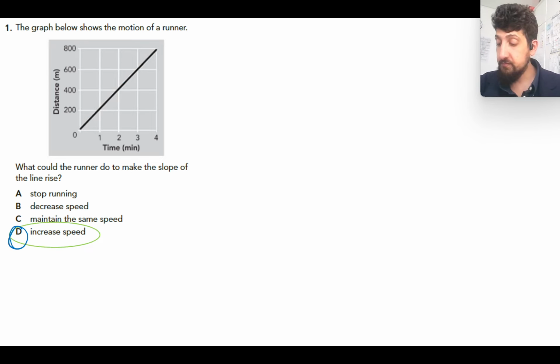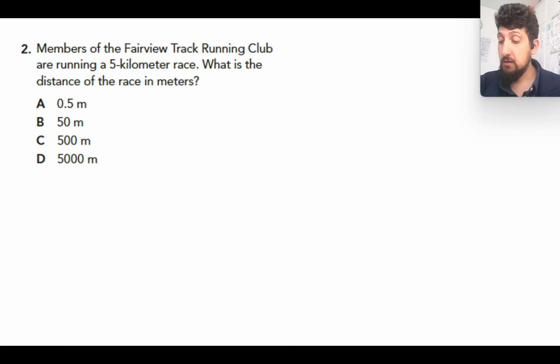Moving on. Members of the Fairview Track Running Club are running a 5 kilometer race. What is the distance of the race in meters?